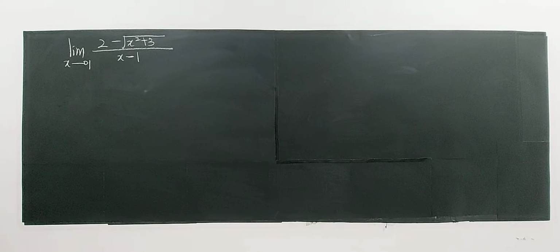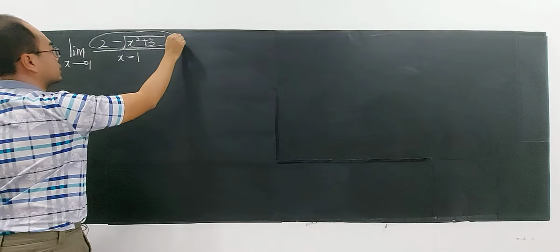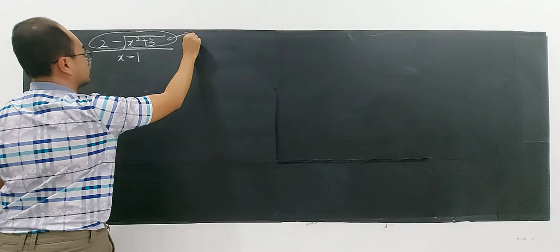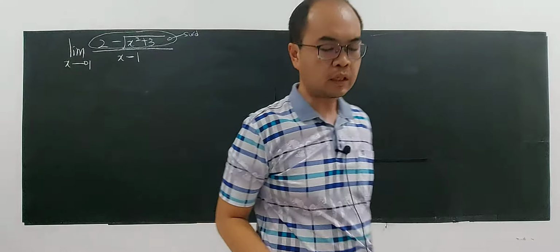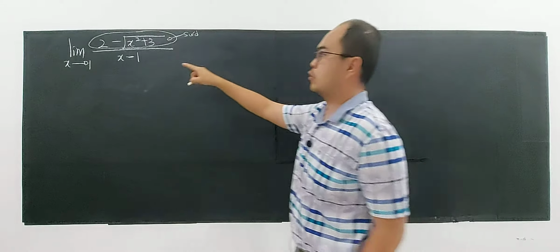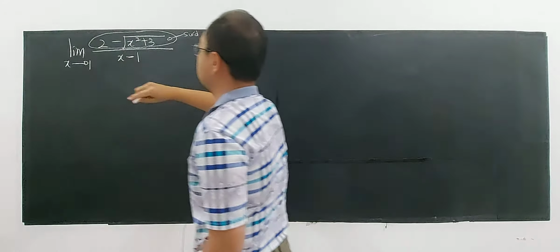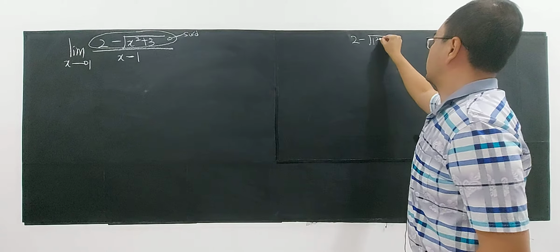Okay, let's look at this example. So, okay, this is also a rational function with a surd, right? With a surd in the function. So then we test a value. Okay, we test 1. Okay, we directly substitute 1. What will happen when you directly substitute 1 into the function?